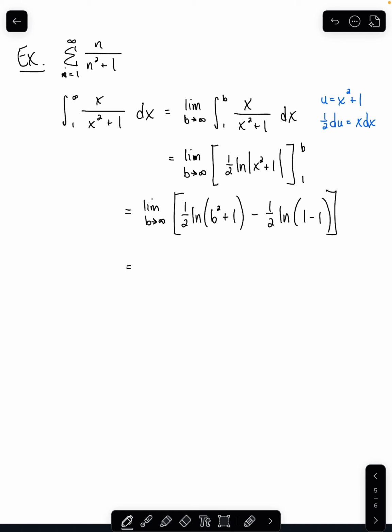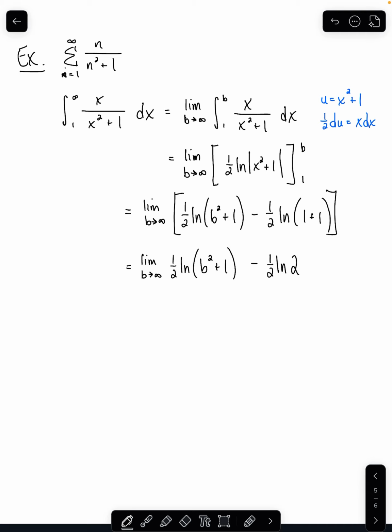The natural log of 0 is, of course, 1. So that second term simply evaluates to be minus 1/2. Oh, excuse me, I made a mistake there. 1 plus 1. In any case, though, that term is a constant. So in terms of the limit, that will be a constant. So what we really have is the limit as b approaches infinity of 1/2 times the natural log of b squared plus 1. And then separate from the limit would be 1/2 times the natural log of 2.